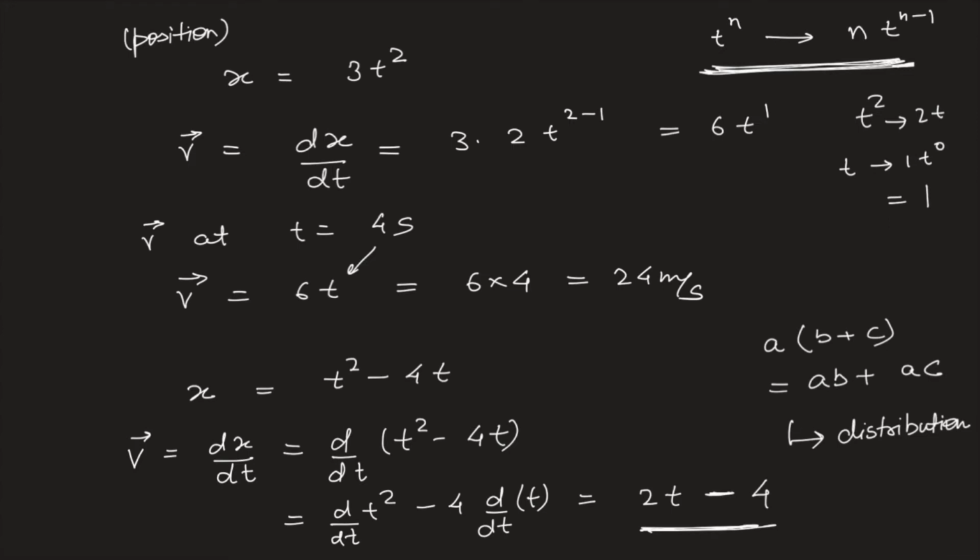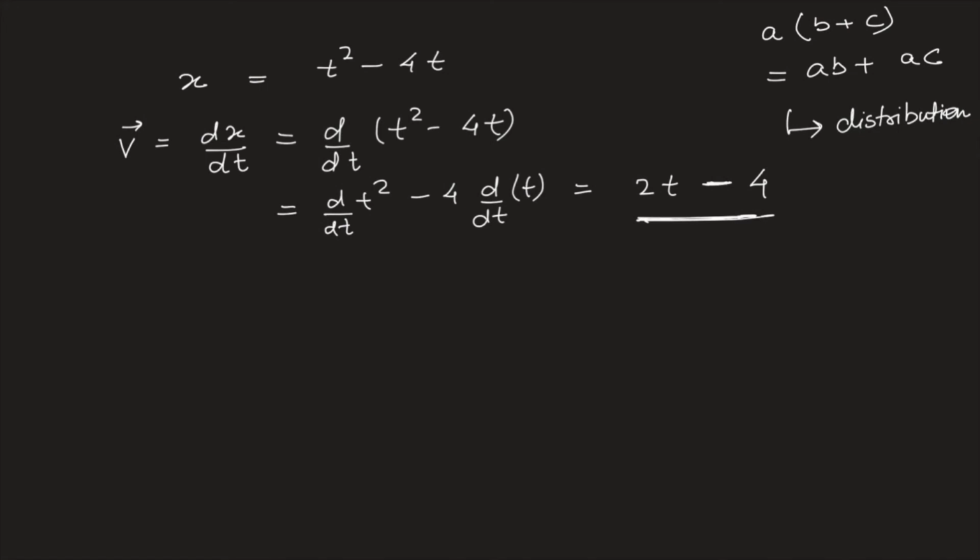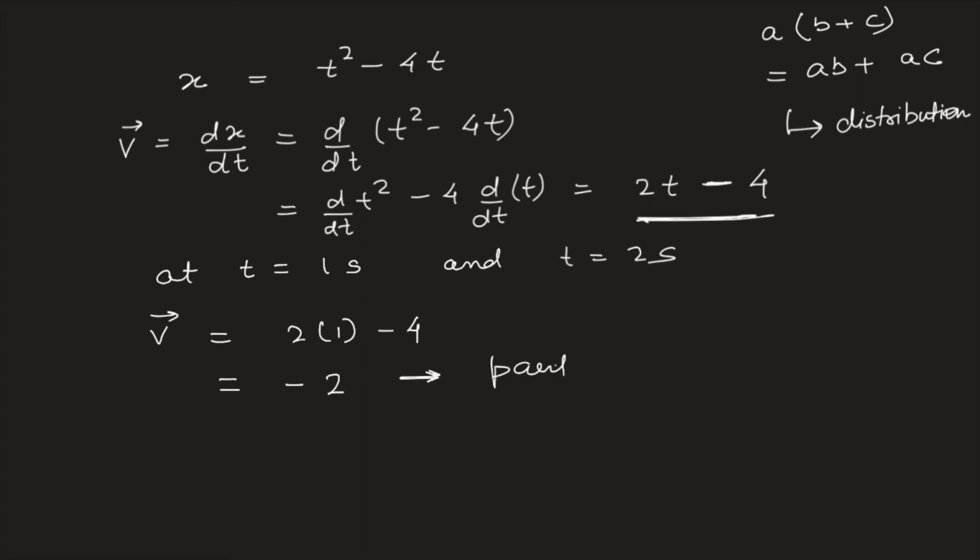So let's say that you want to find instantaneous velocity at t equals 1 second and t equals 2 seconds. So the instantaneous velocity is going to be 2 into 1 minus 4, that will be equal to minus 2, and minus 2 would mean what? Minus 2 would mean that the particle is moving backwards. A negative sign would imply that the particle is moving backwards.